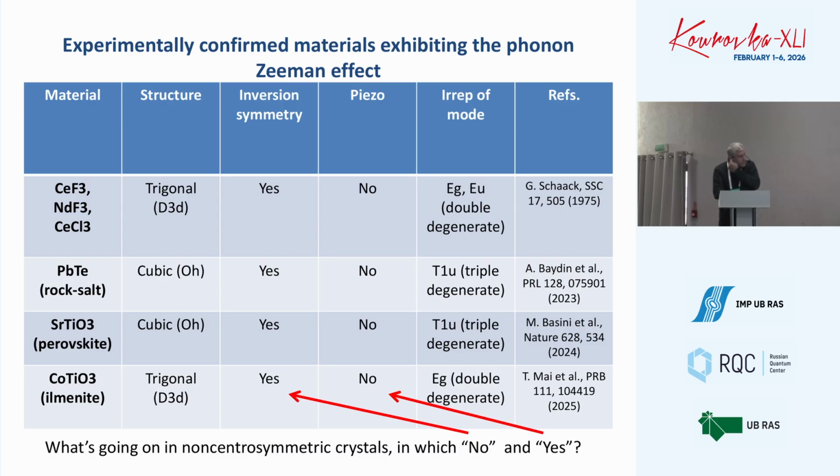Here, the table summarizes all experimental findings of the phonon-Zeeman effect. It can be seen that all crystals used in these experiments have no inversion symmetry and, as a consequence, exhibit no piezoelectricity. Natural questions then arise whether we can expect an analog of such phenomena in non-centrosymmetric crystals, and our answer is positive, yes, and I explain how we can obtain it.